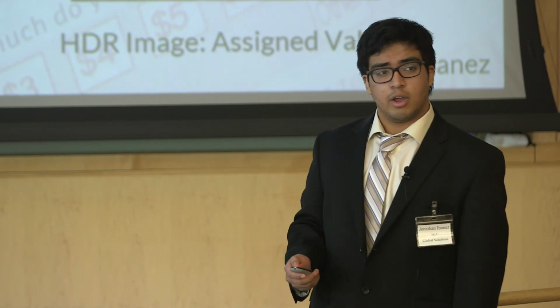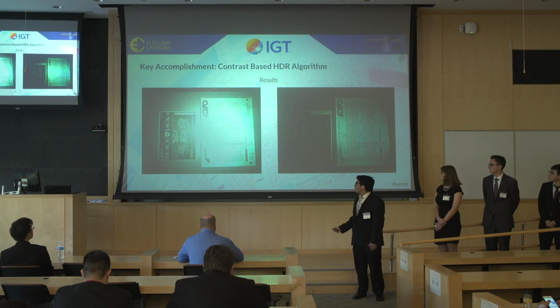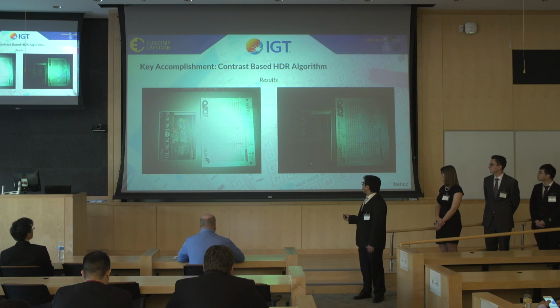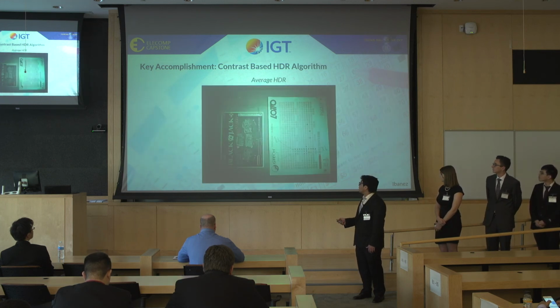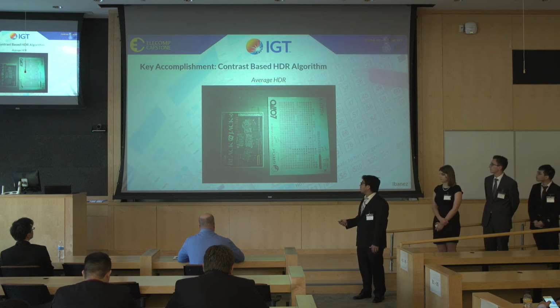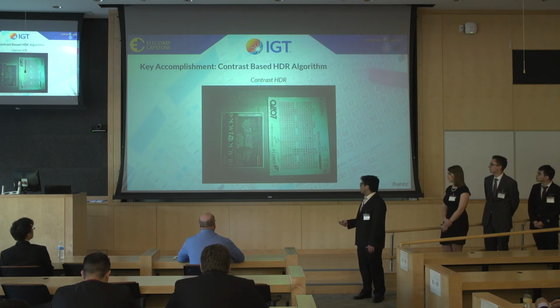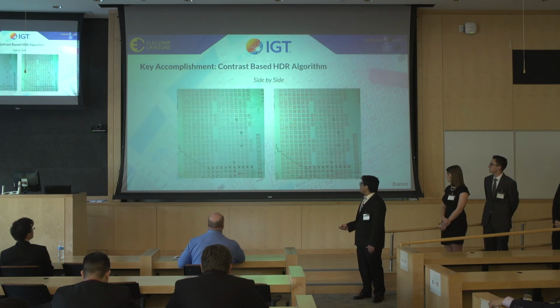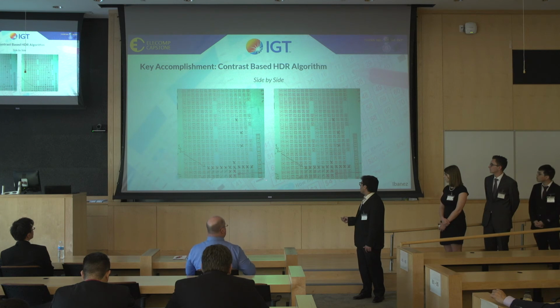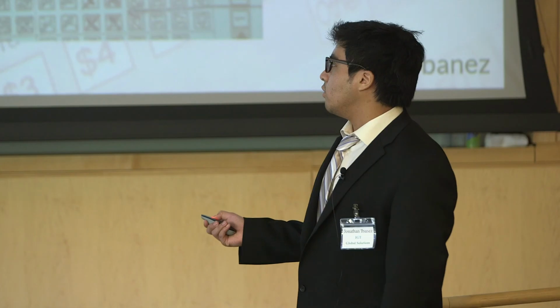So how does this work in practice? Here we have an overexposed and an underexposed image of the same subject. If we were to just average these two images together, we achieve this result. If we instead use our contrast-based HDR algorithm, we get this result. A side-by-side comparison makes it easier to see that our contrast-based HDR algorithm makes the ticket boxes stand out from the background more than a naive implementation would.